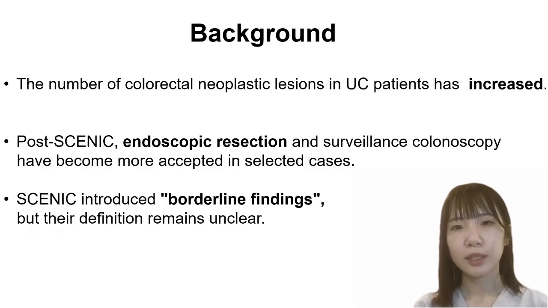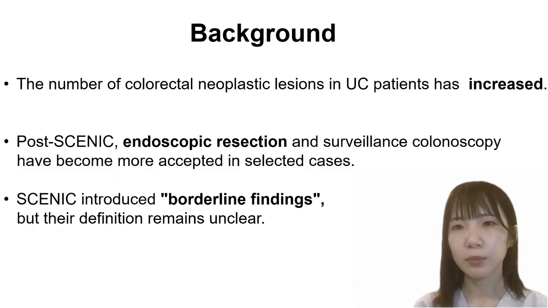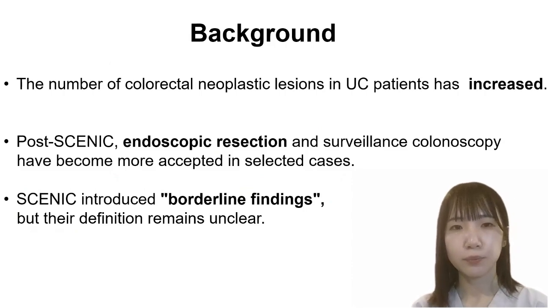Patients with long-standing UC are known to have an increased risk of developing colorectal cancer compared to the general population. Traditionally, total colectomy was considered the standard treatment for UC-associated neoplasia. However, after the SCENIC statement, endoscopic resection and surveillance colonoscopy have become more accepted as alternatives.